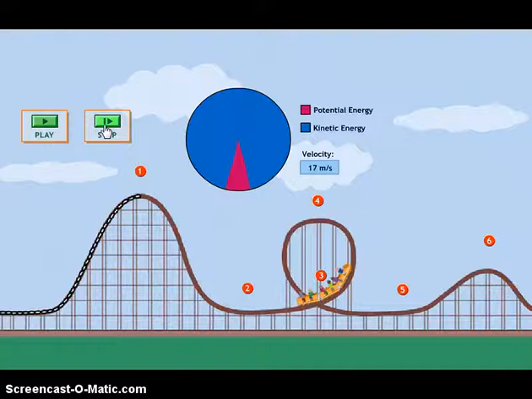In step 3, there is a small amount of potential energy as we're gaining height. Potential energy once again increases in step 4, but there's still quite a bit of kinetic energy. Step 5, once again, is all kinetic energy as the roller coaster reaches the bottom of that second hill. Step 6 again shows a small amount of potential energy, but most of it is still kinetic energy.